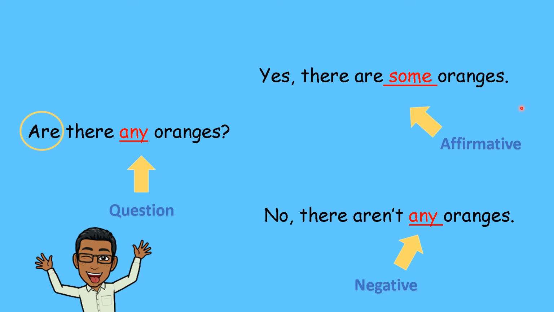Now, what about this one? Are. Just now we had is. And for these three sentences, we use are because, look at the noun here. Oranges. It's in plural. It's a plural noun. So for plural noun and countable nouns, we use are.